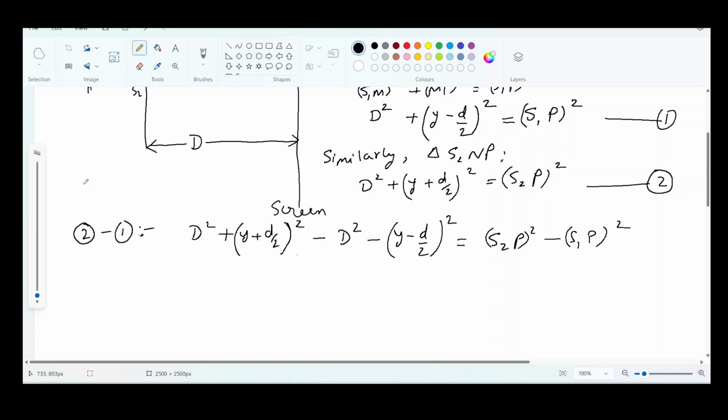The answer is yes. I can extract S2p minus S1p from this. So this is a square minus b square. So I can write a plus b into a minus b using a square minus b square.